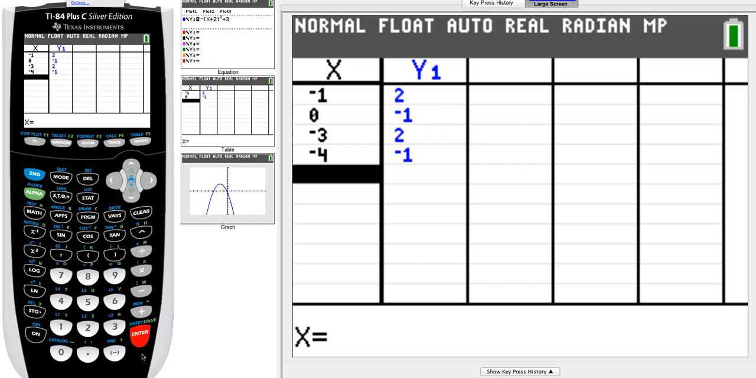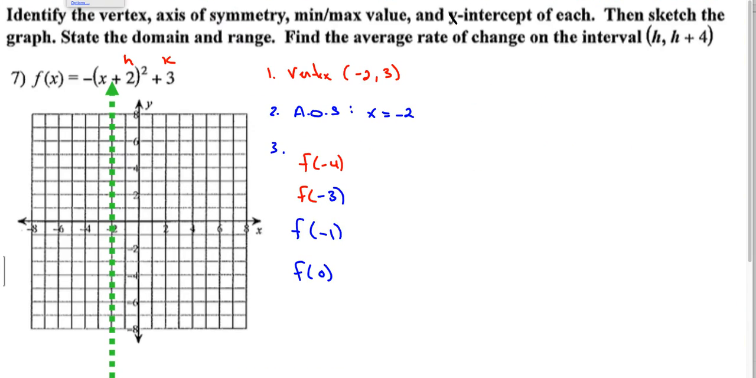All right, so let's take those coordinates. 2 and -1. So we said f of -1 was what? What's f of -1? 2. F of -3 is going to be 2. What's f of 0? -1. And f of -4 is -1. All right, let's plot those on the calculator. So we got -2, 3. -4, -1. Which means I have -3, 2. And again, this is going to be symmetric. -4, -1. And we got here.